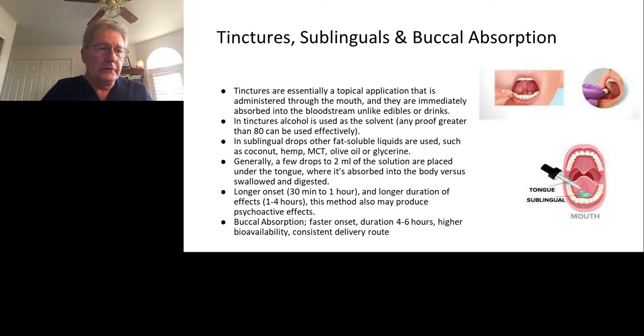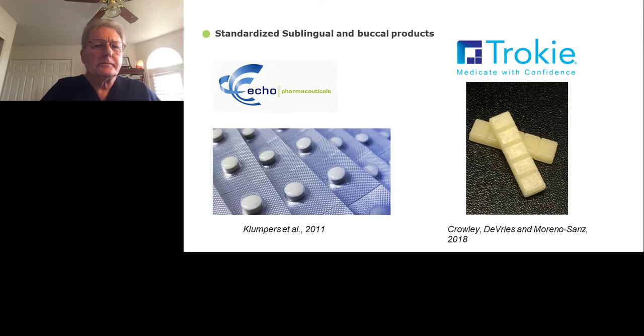And as such, you're going to get a much slower onset of action and a different duration of action. Most sublingual products on the market in the cannabis space are sublingual oils, and they have a 15 to 45 minute onset of action and a duration of 3 to 4 hours. Here are some examples of a couple of published products, tablets, or a fast melt tab.